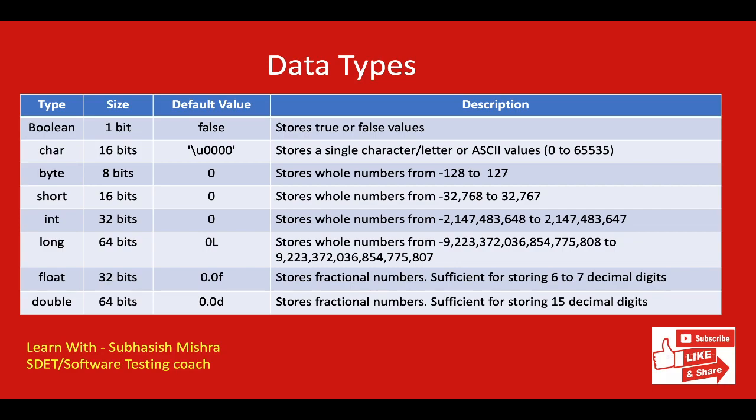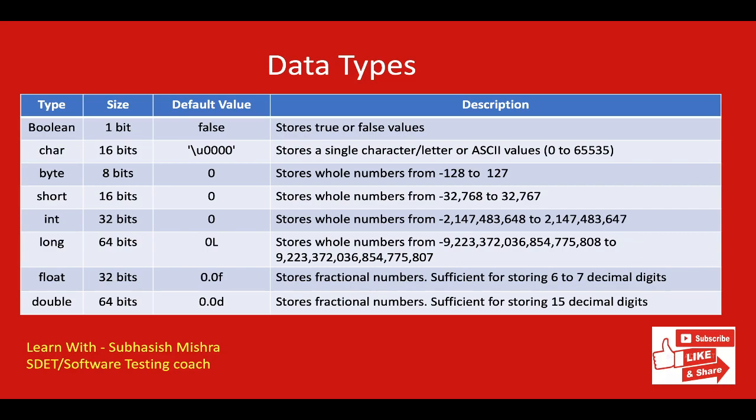Then we have short data type. The short data type is a 16-bit signed 2's complement integer. Its value range lies between -32768 to 32767. Its minimum value is -32768 and maximum is 32767. The default value is 0. The short data type can also be used to save memory just like byte data type. A short data type is 2 times smaller than an integer.